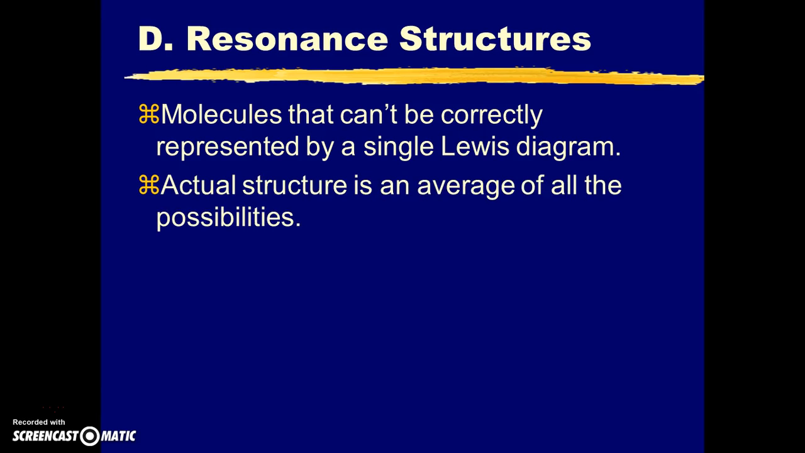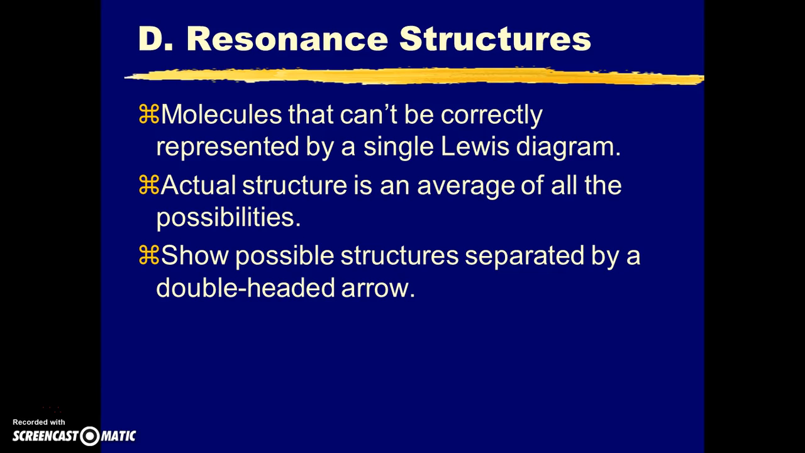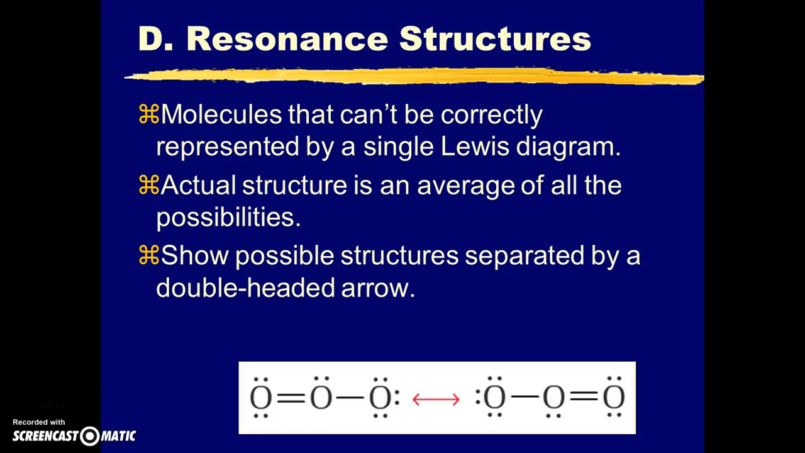Resonance structures occur when we can't use a single Lewis diagram to draw the structure. So an example down here is the ozone molecule, the O3 molecule. The only difference is where that double bond is. Is it between the oxygen on the left and the center atom, or the center atom and the oxygen on the right? So there's 2 possible ways to draw this structure, and we use a double-headed arrow in between to show that, hey, it can either exist like the one on the left or the one on the right.